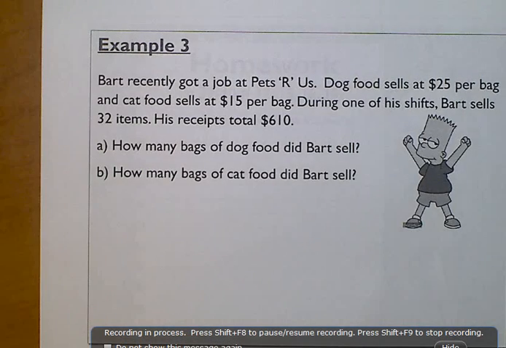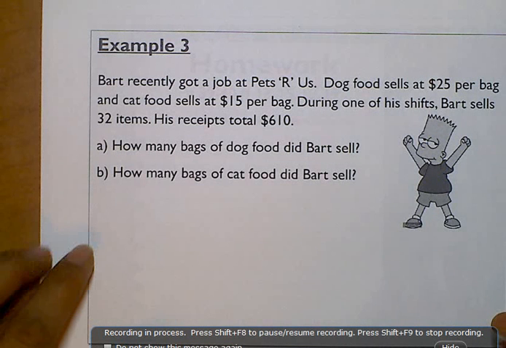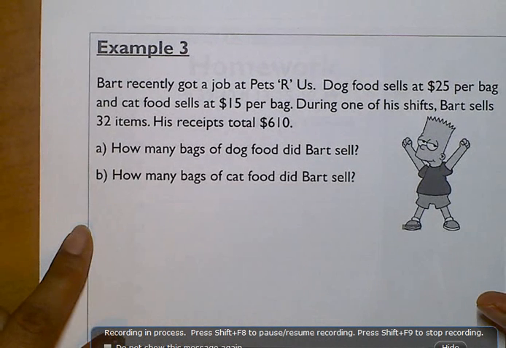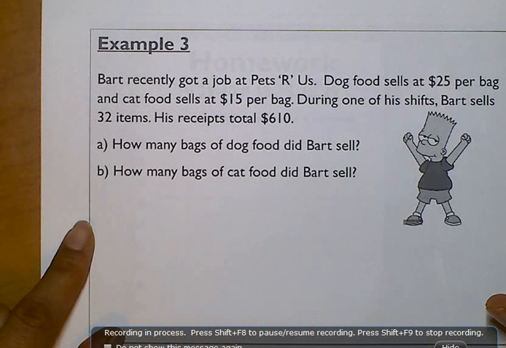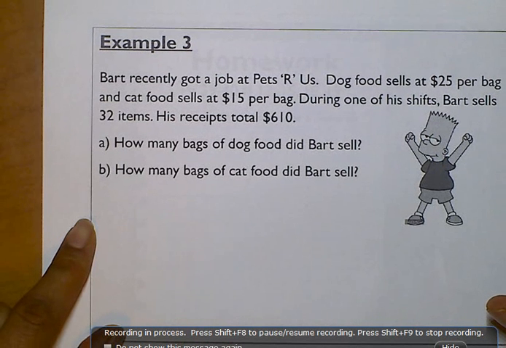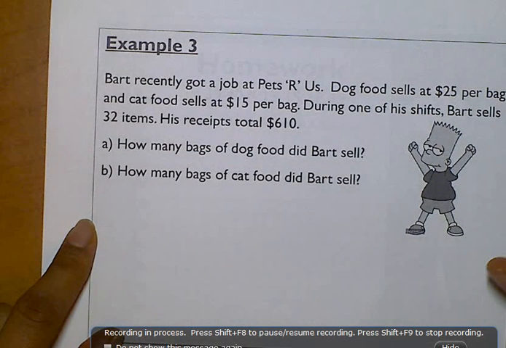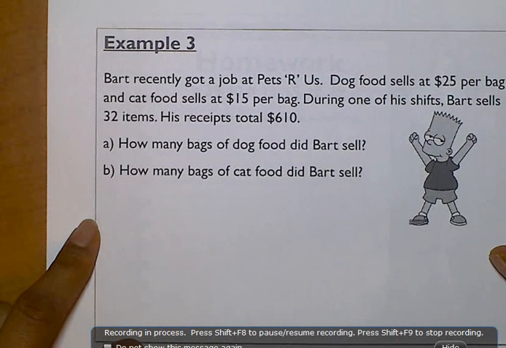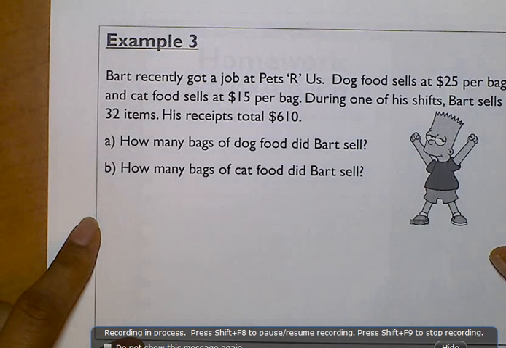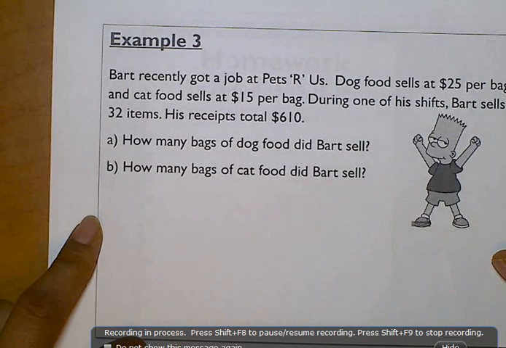So again, we're going to identify our variables. Let D represent the number of bags of dog food, and let C represent the number of bags of cat food. And the total number of bags that he sells is 32. So the number of bags of dog food plus the number of bags of cat food totals 32.